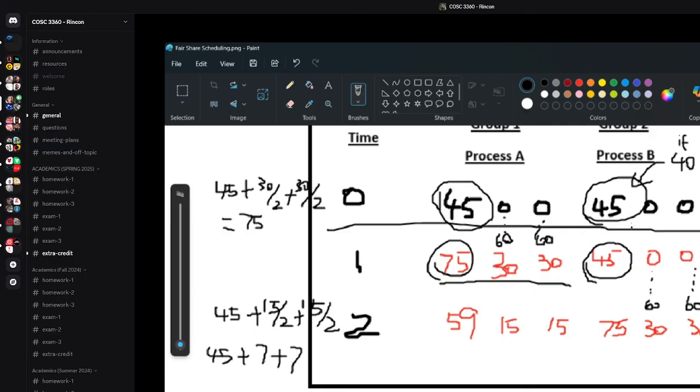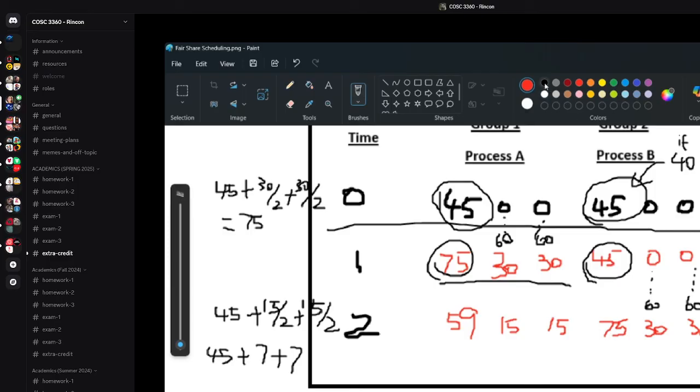Let me just do some mental math. 40 plus 30 plus 30, right? So it will be 100. Did I do that right? No. 40 plus 15 plus 15. So it'll be 70, 30, 30 here if this was 40, for example. Yeah, so 70, 30, 30, something like this.